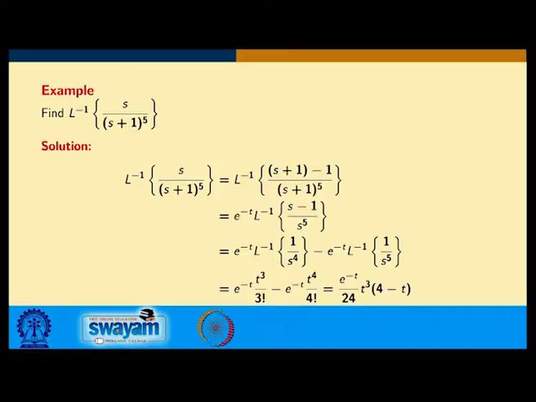So, Laplace inverse of this we have done. This is equal to e power minus t into this one, and this I am breaking. For them the values are e power minus t into t cube by factorial 3, and here for 1 by s to the power 5 the corresponding function is t power 4 by factorial 4. So, this is your required result.